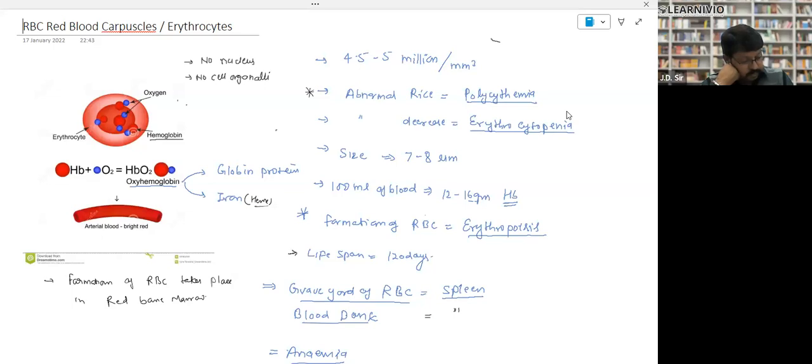What's the spelling of polycythemia? It is written over here. P-O-L-Y-C-Y-T-H-E-M-I-A. Full stop. Decrease in the number of RBC is called erythrocytopenia. Full stop.